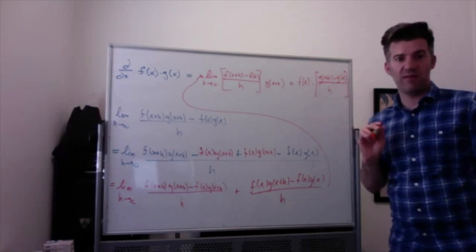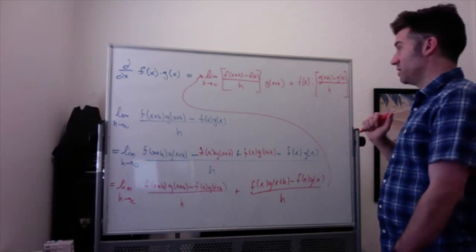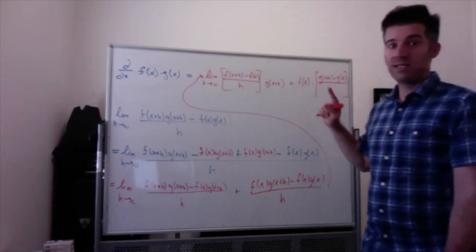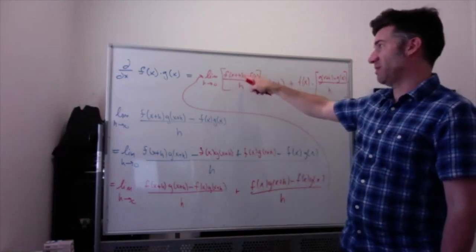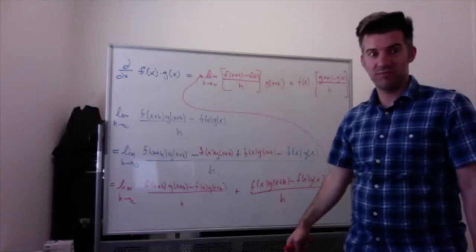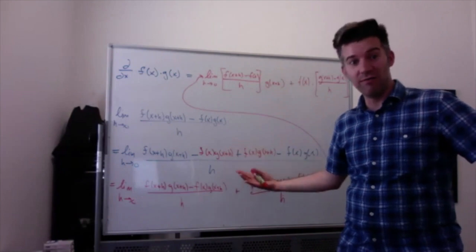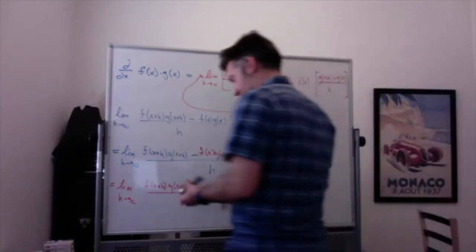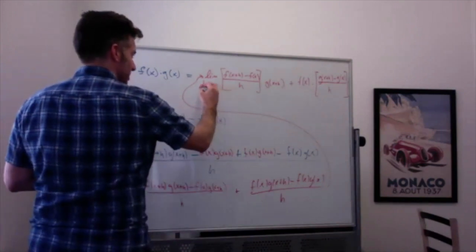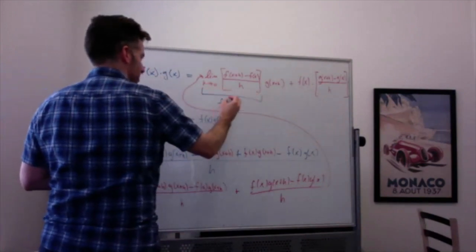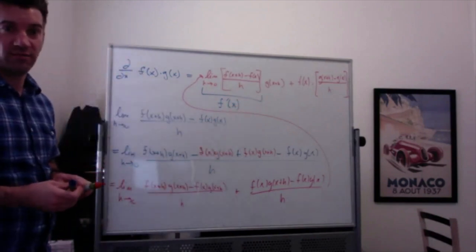Okay, and now we've got this right where we want it. I'm going to ask you guys some questions here. What's the limit as h goes to 0 of f of x plus h minus f of x all over h? There's a name for that limit. It's the limit definition of the derivative of f. That's why we wrote it that way.